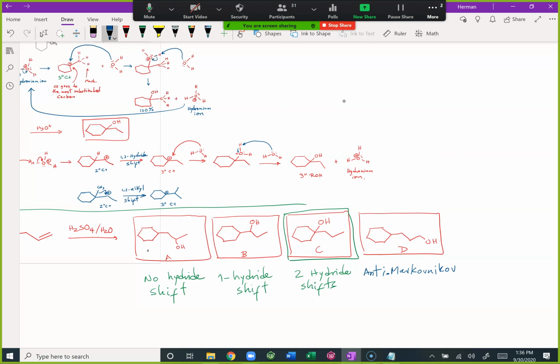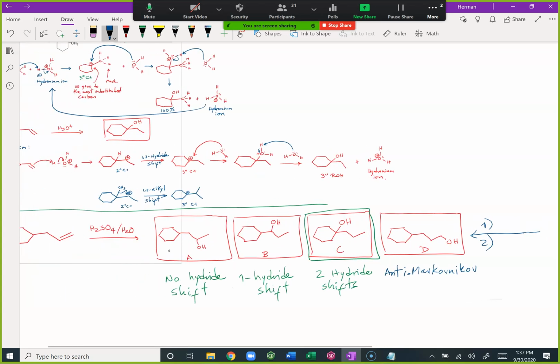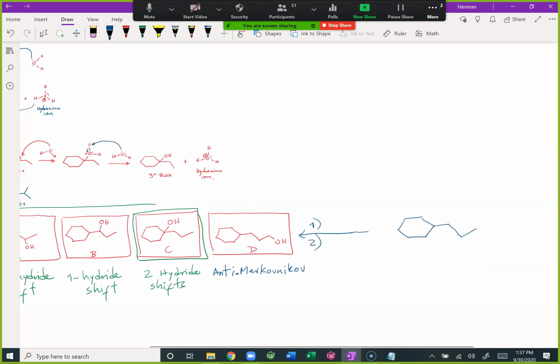Now, how do we get the anti-Markovnikov? Anybody? Let's make this reaction happen. This happened by two-step synthesis. Can anybody give me, from the same starting material, so it's 3 carbons and a double bond at the end, the name of that reaction and the reagents to make it happen? Any brave soul out there?